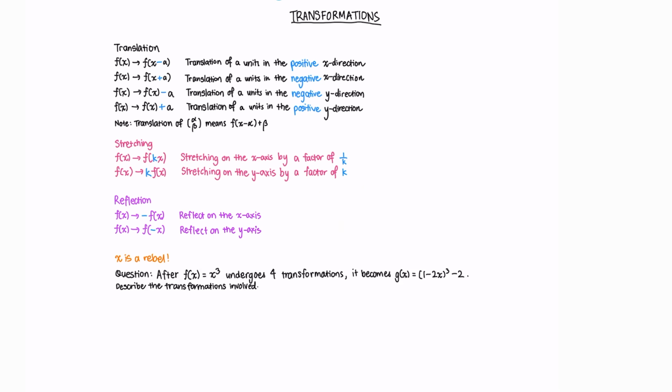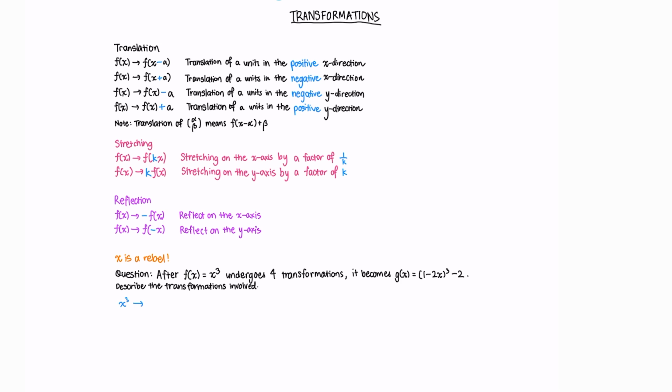Let's do a question. We are trying to transform the graph of f(x) in 4 transformations to the graph of g(x), which is (1 - 2x)^3 - 2. So usually what I like to start off with is the translation on specifically the x-axis, followed by the stretching. We'll see why a bit later.